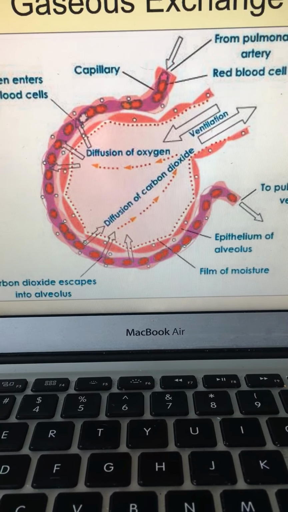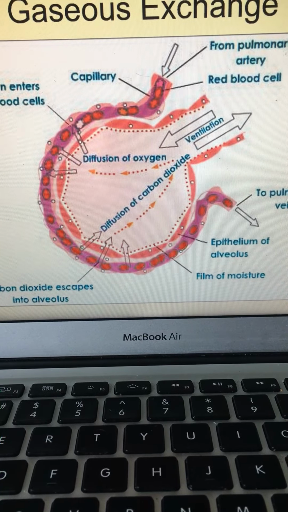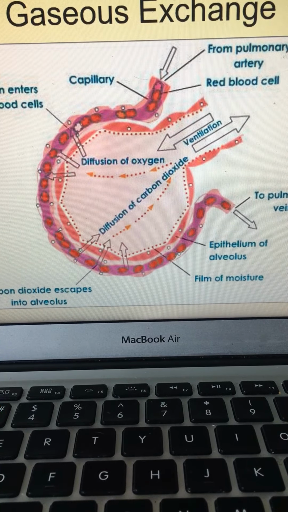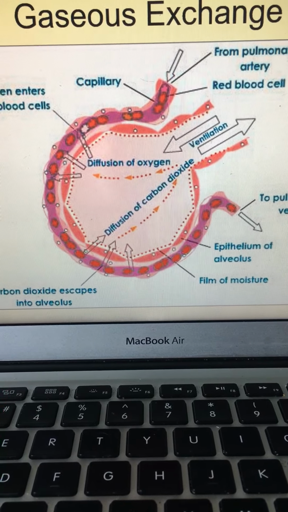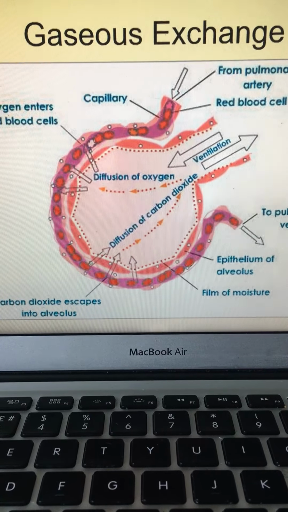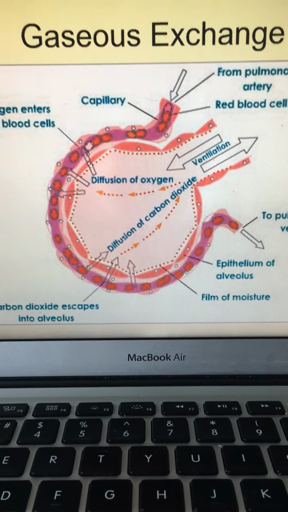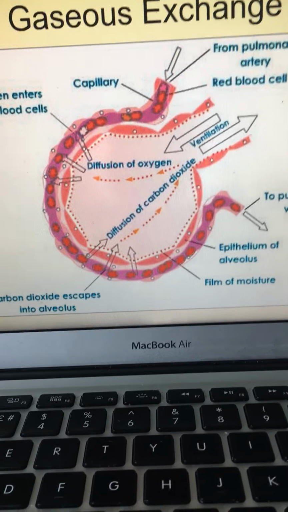In addition, the actual structural components make a difference. So capillaries are very, very thin, only one cell thick. Alveoli the same. So there's a very, very short pathway for diffusion to occur. Again, this maximises the amount of gases that move in and out of the bloodstream.